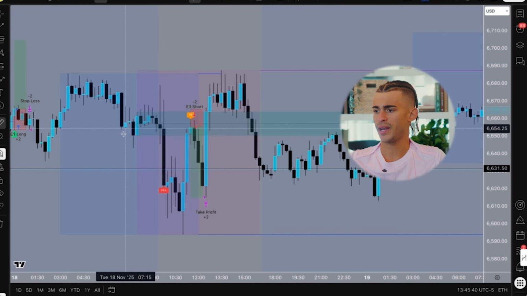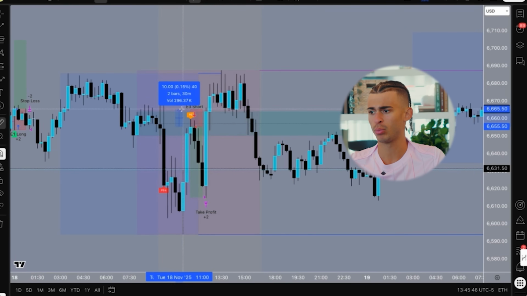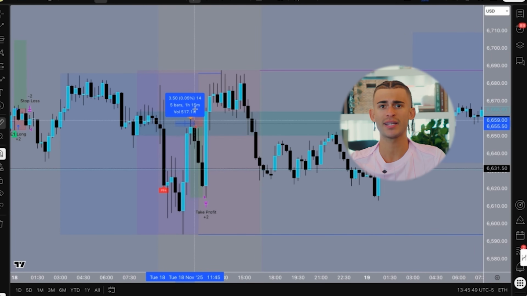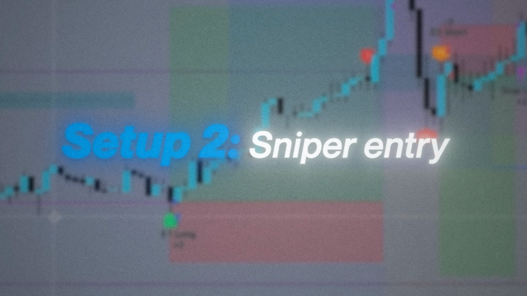When we are trading this setup, I like to have a stop loss of around 10 points, and I like to put my stop just above the zone in case we do get a liquidity grab, which happens sometimes. And I like to have my take profit at around 40 points, giving me a 1 to 4 risk to reward ratio. This next setup is what I like to call the sniper entry.